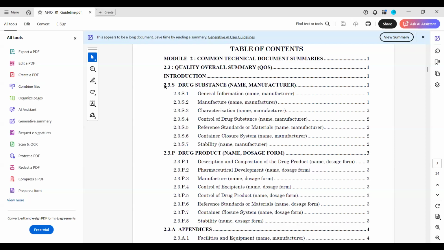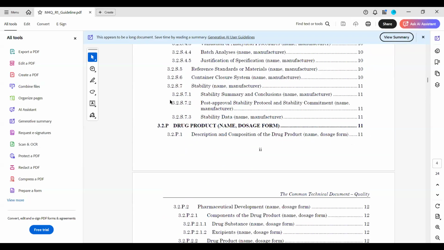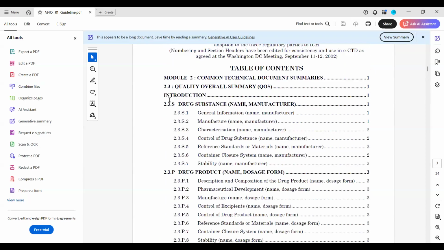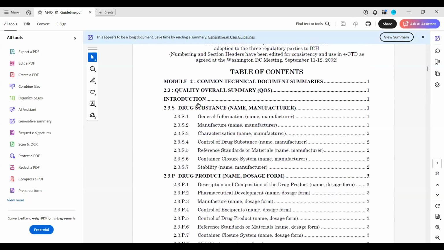Okay, so when we talk about the QoS 2.3 section, it's further divided into four subsections. The first one is your 2.3.S drug substance, which is further divided into seven sections. The first one is your general information, where you're providing general information about the drug substance, the name of the manufacturer, etc. In 2.3.S.2, we talk about manufacturer. We are just overviewing. We will take up each section individually. Then is your 2.3.S.3, S.4, S.5, S.6, and S.7. So all the information that is related to drug substance is summarized in the 2.3.S section.